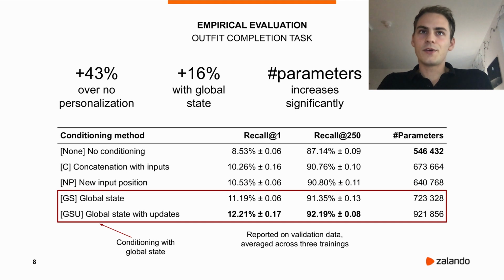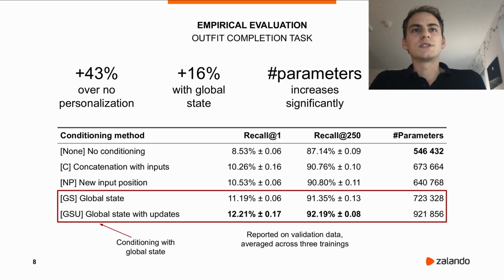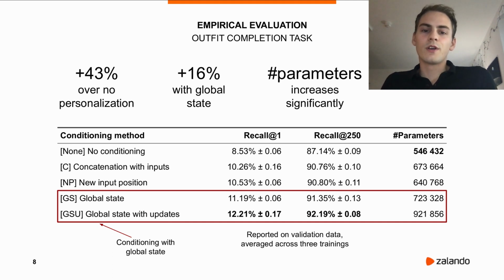The results of that evaluation you can see in this table. First, the different rows are comparing the different methods of adding context. The first one is the baseline, just no context at all. That's a trivial baseline. Then by concatenating the context vector with every input, then the new position, this is the one I visually showed before, where we just extended the sequence by adding a new position. And then the 2 global state methods that we introduced. By adding personalization, we see a relative improvement of 43% over no personalization. And by adding the global state, we see a 16% relative improvement.